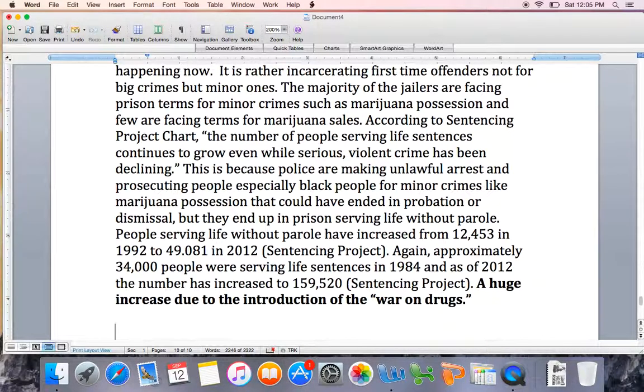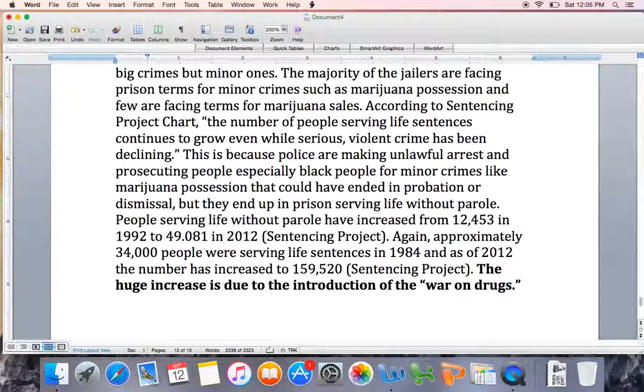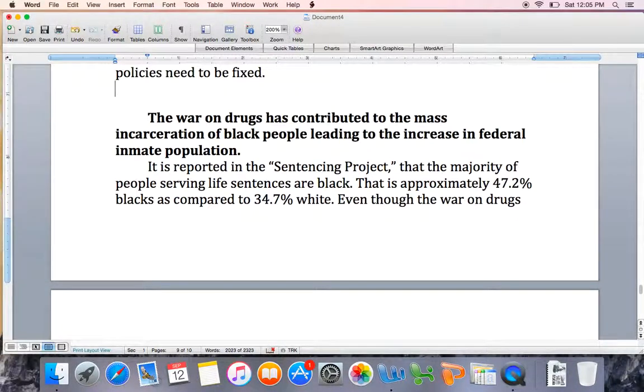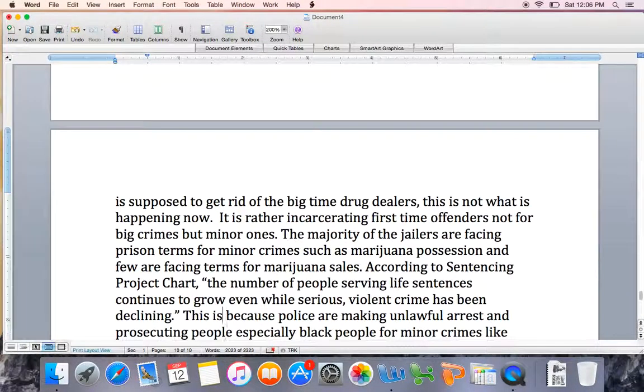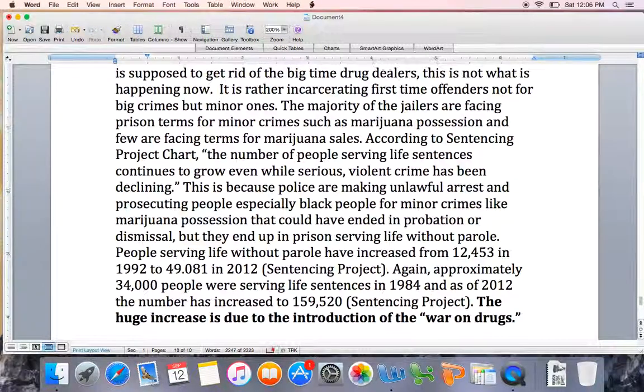Again, approximately 34,000 people were serving life sentences in 84, and as of 2012, the number has increased. A huge increase. So it's not any huge increase, it's this specific huge increase that you just talked about, right? So the huge increase is due to the introduction of the war on drugs. I quite like this paragraph because I feel as though you're doing a lot of reflection when you're talking about how the war on drugs and this increase in life sentencing is all related to race and prosecuting a specific race of people.